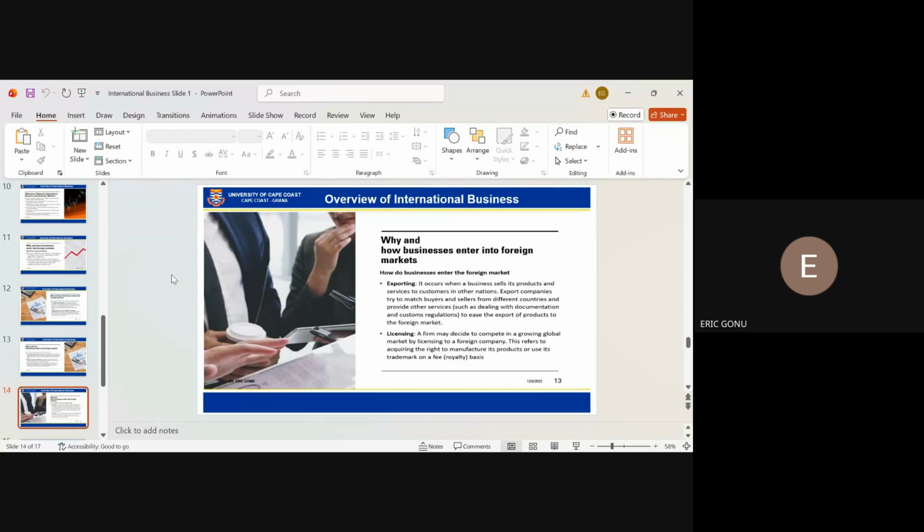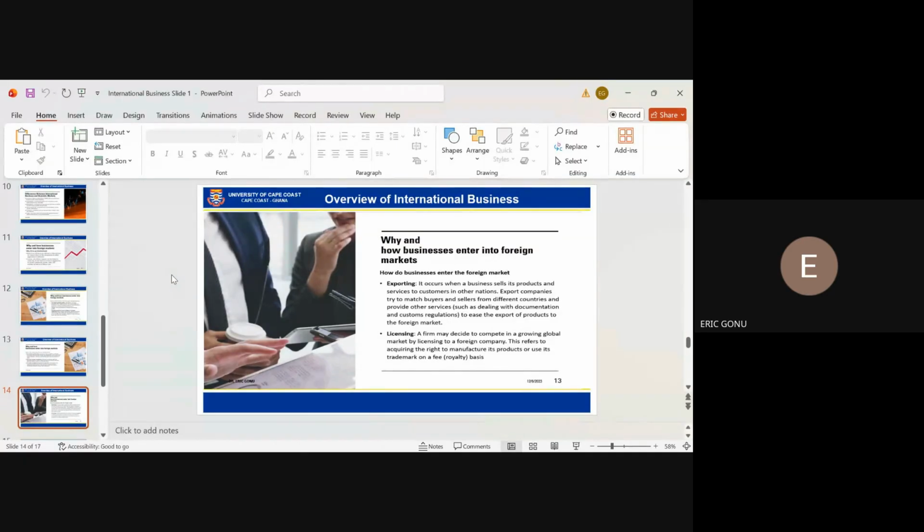Export companies try to match buyers and sellers from different countries and provide other services. So they deal with the documentation and customs regulations to ease the export of products to the foreign market. So when you match buyers and sellers from different countries and provide them with other goods and services, once you send your product across borders, you are exporting. Or you can enter through licensing.